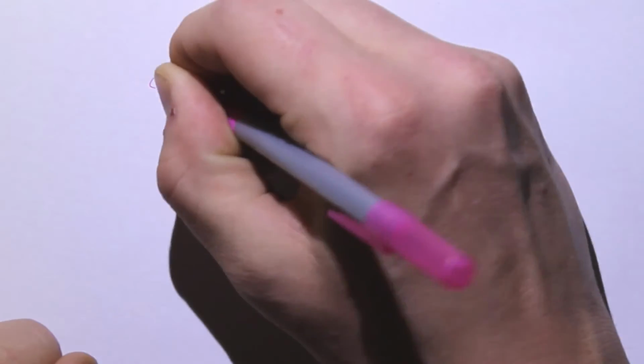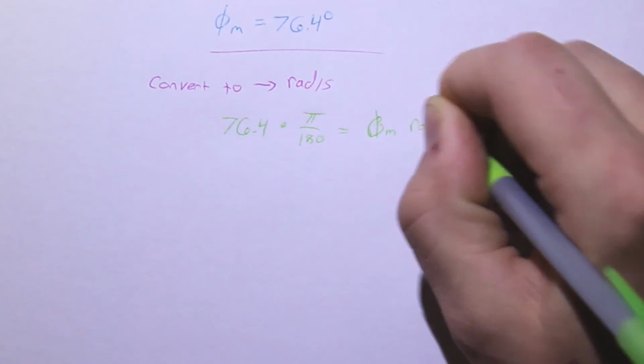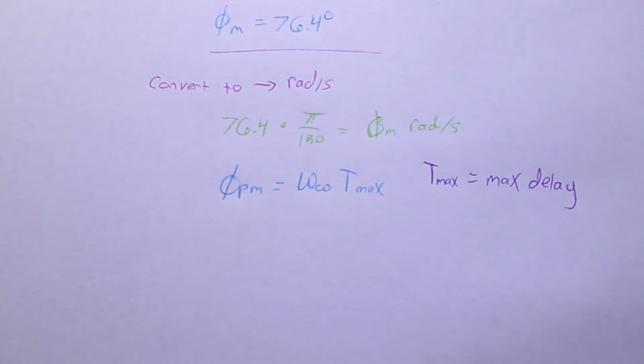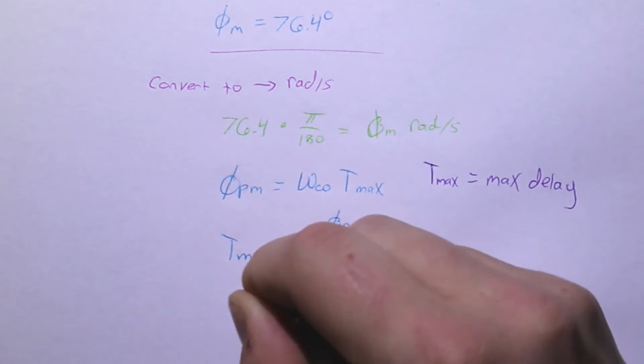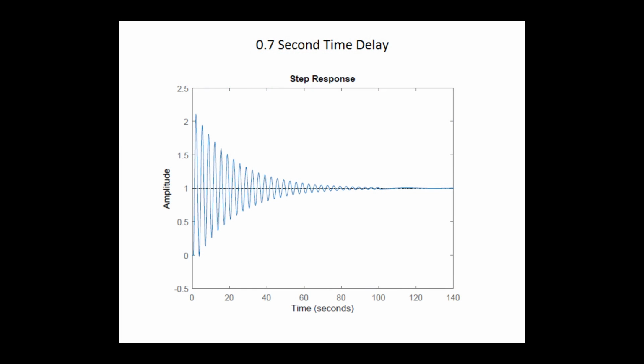To calculate the time delay, convert the phase margin to radians by multiplying by pi and dividing by 180 degrees. Then divide this number by the crossover frequency to attain the time delay. For our application, this was 0.73 seconds. These values were verified by our SISO tool model, and the time domain analysis was further verification for these results.